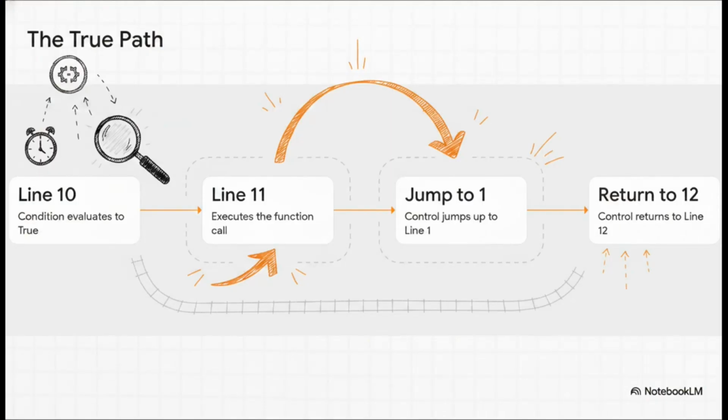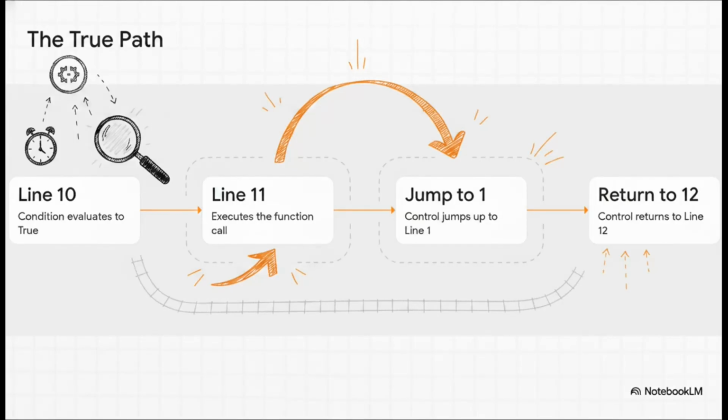Let's map out this deliberate step-by-step journey our debugger is about to take. Say we provide a terminal input, a reservation time of 11. Python naturally moves down to line 10, right? And it checks our condition. Is the time between 10 and 14? Well, 11 definitely is, so boom, the condition evaluates to true.